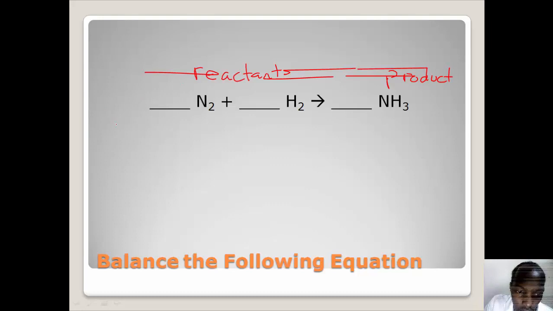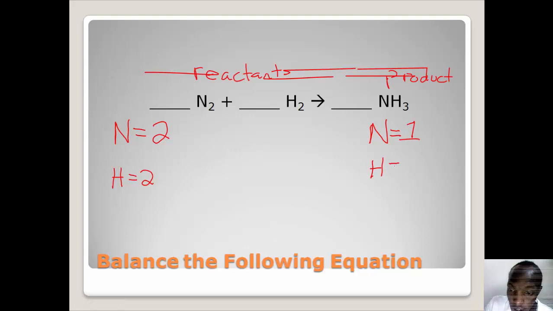Alright. We have how many nitrogen right now? 2. How many hydrogen? We have 2. Alright. Right now, how many nitrogen do we have? We only have 1. How many H's do we have? 3. How did I get that 1? If there's nothing beside it, it's automatically assumed to be a 1.